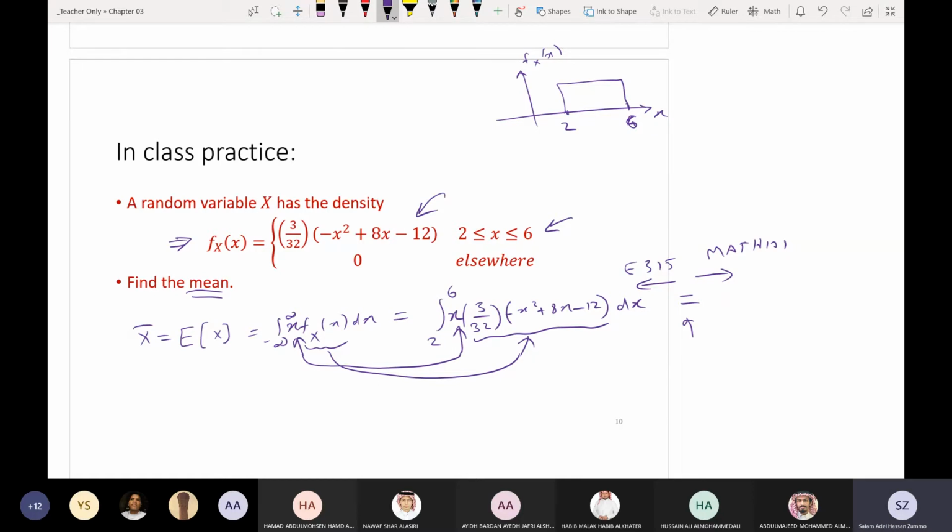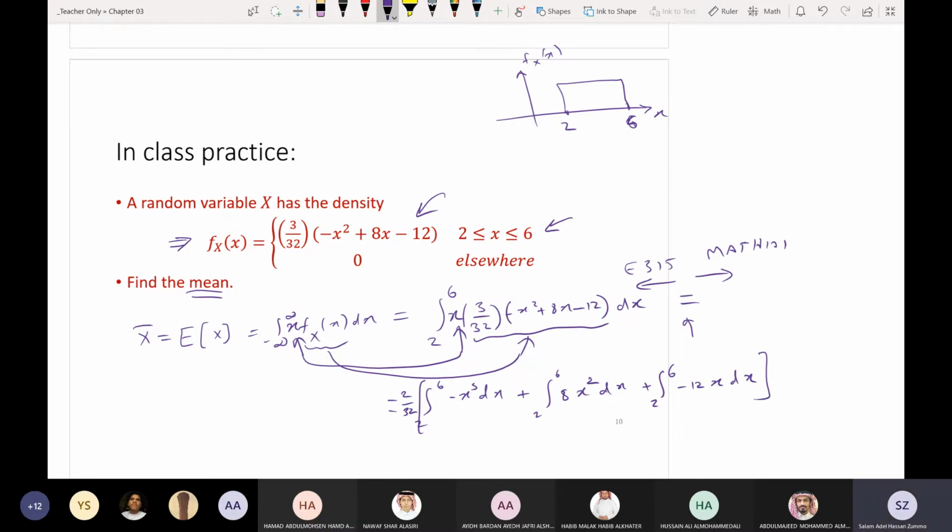We have 3 integrals here to calculate, right? The first is from 2 to 6, and we have here a constant of minus x cubed dx. And we have here plus another integral from 2 to 6 of 8x squared dx. And we have the last one from 2 to 6 of minus 12x dx.